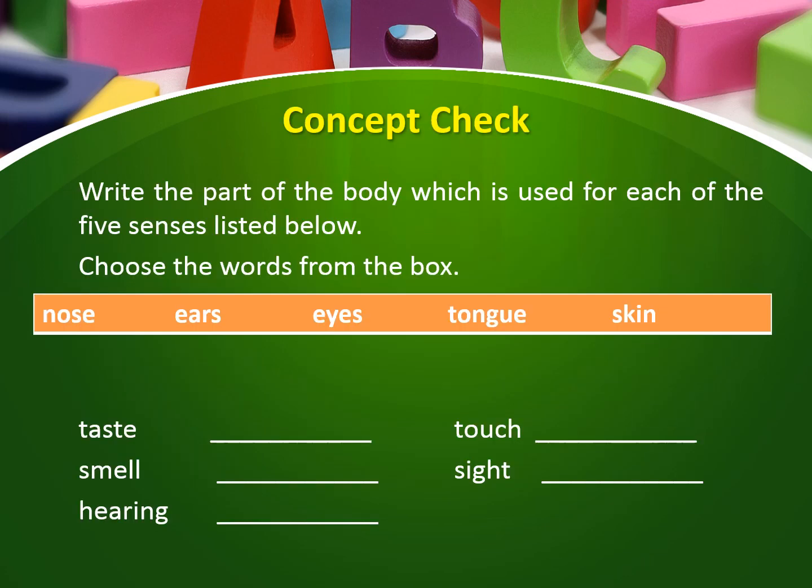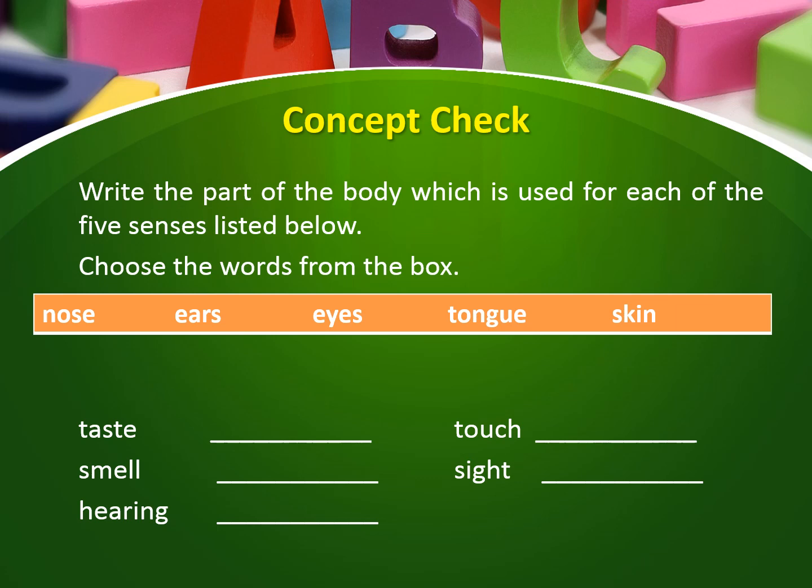Okay students, I hope you could understand the topic. Now open your page number 11 and keep a pencil in your hand. We will solve the concept check. Write the part of the body which is used for each of the 5 senses listed below. Choose the words from the box. We have to choose the right option.